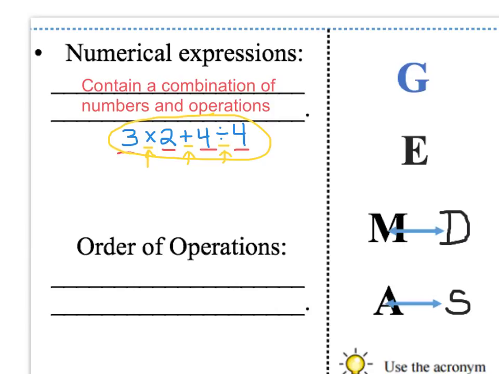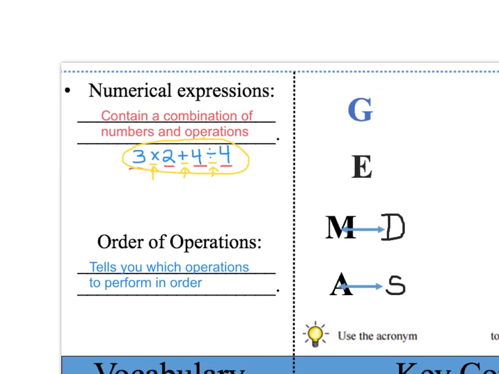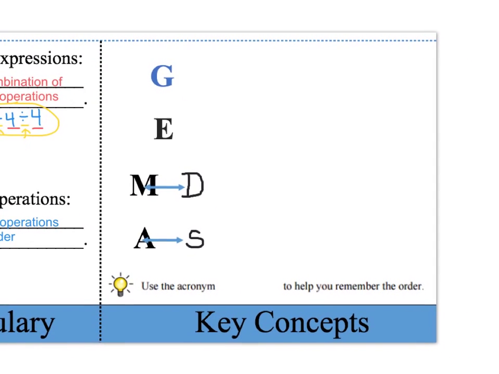Our second vocabulary word is order of operations. And the order of operations tell you which operations to perform in order. So you want to make sure you simplify the numerical expression using a specific order and not at a random order. So let's move over to the right side of our notes so we can talk about our key concepts.